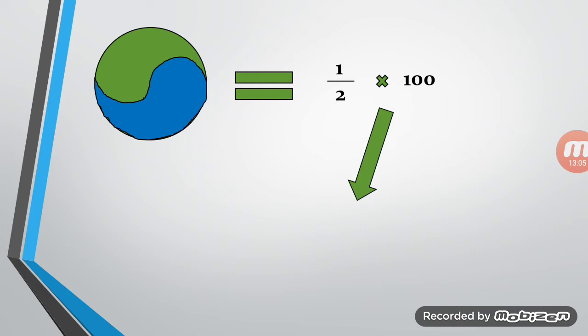That's 1/2. So we have the actual fraction 1/2. And we're going to multiply that by 100, but you should know by now that 1/2 is 50%. So the blue shaded region of the whole circle is 50%.